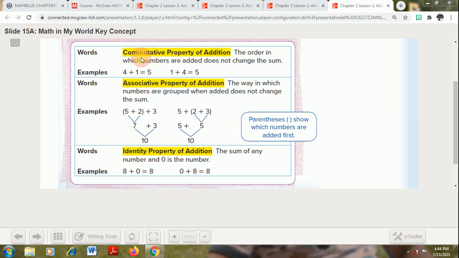So remember kids, three properties of addition: the commutative property, the associative property, and the identity property.